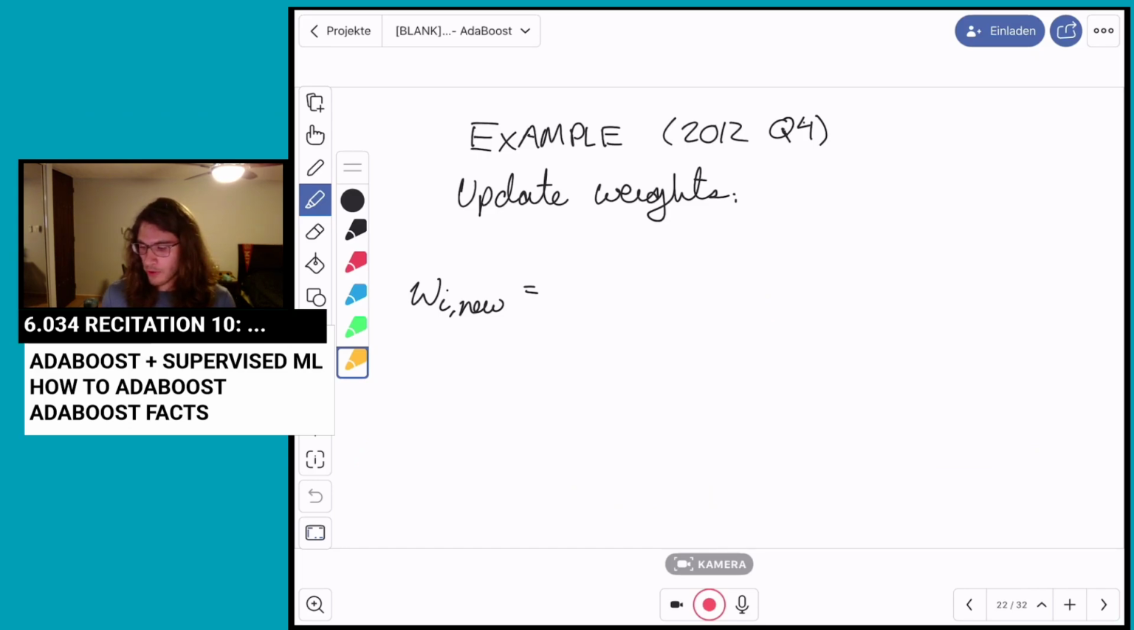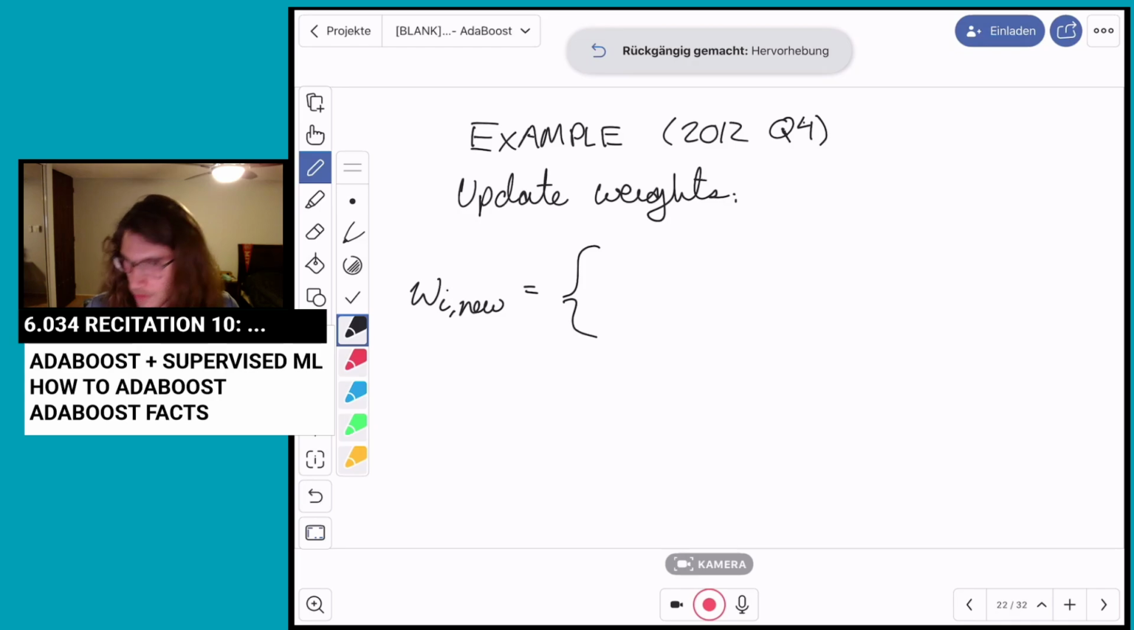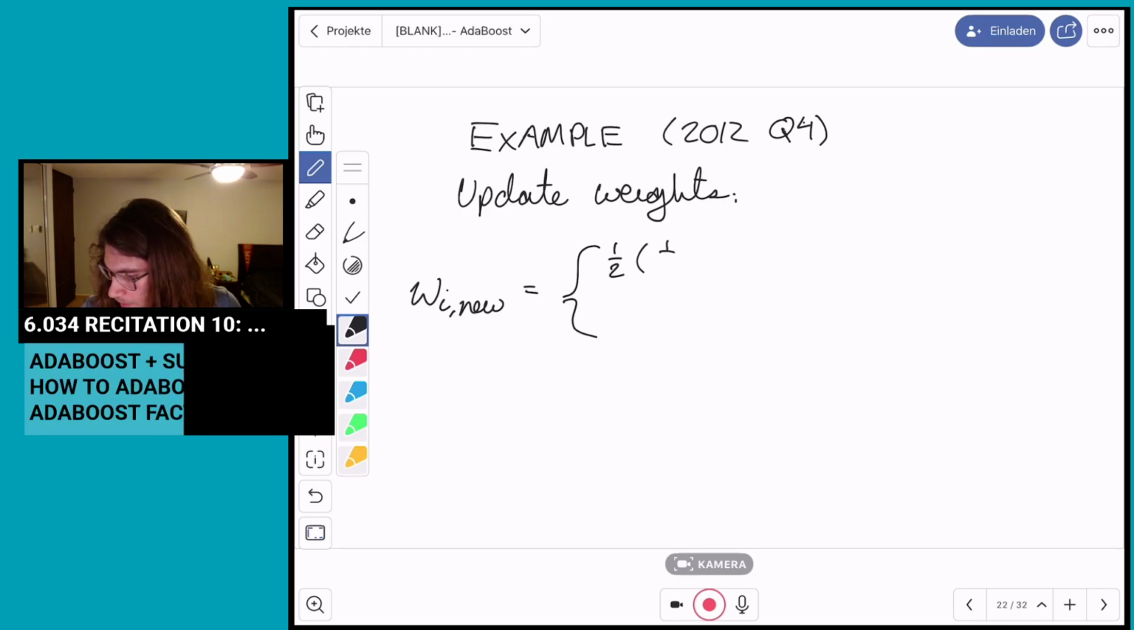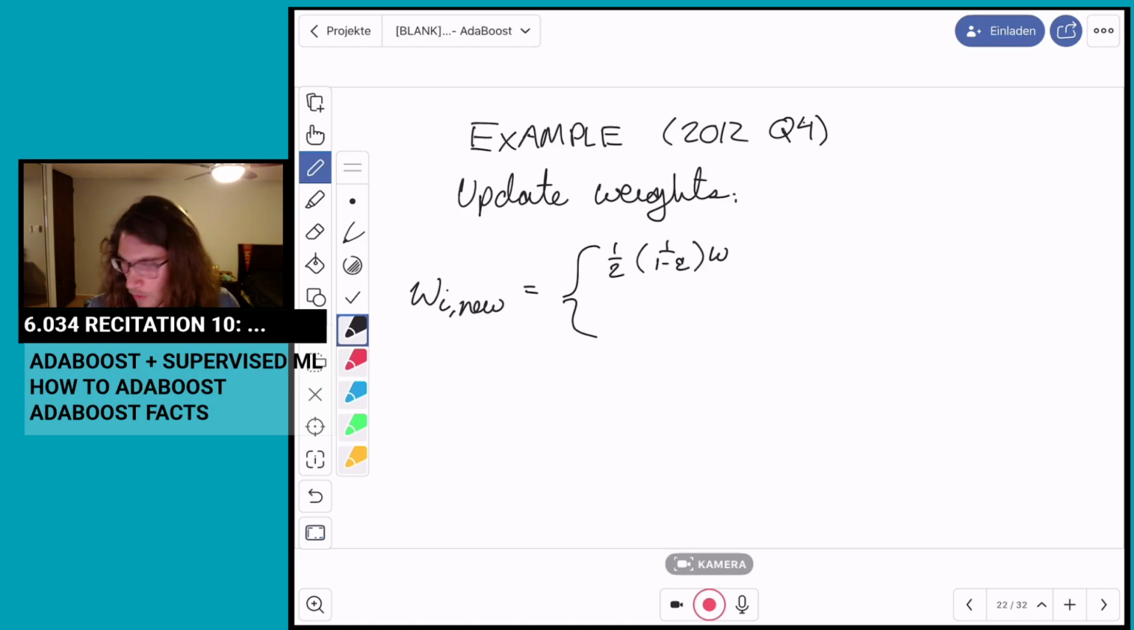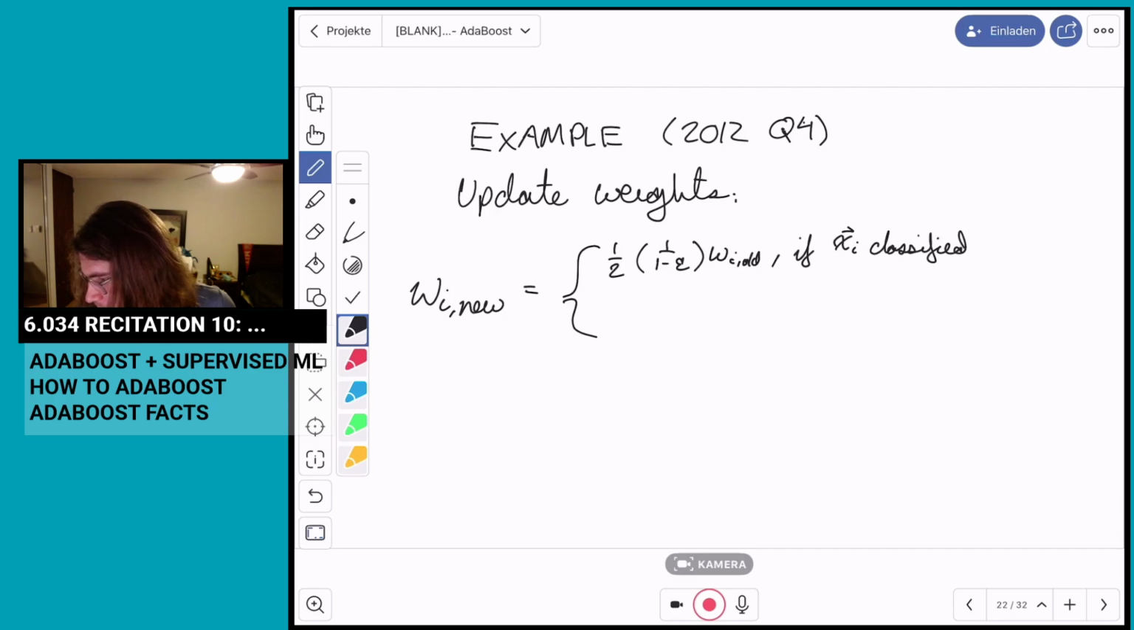So this is the formula for calculating the new weights. It's going to be piecewise, and the top part is 1/2 times 1 minus the error rate epsilon, times the old weight, and you're going to use this formula if the point xi was classified correctly. Then it's going to be 1/2 times 1 over epsilon, times the old weight, if, you guessed it, xi is classified incorrectly.